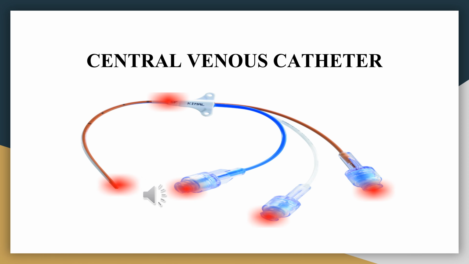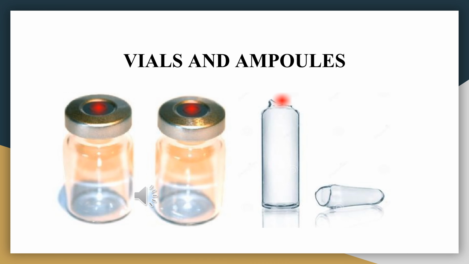In a central venous catheter, again the tip of the catheter, the exit part as well as the tip of the three lumens are the key parts. Again in vials and ampules, in a vial the middle part of the rubber stopper is the key part, and in the ampule the neck of the ampule is the key part. So I hope you guys now got an idea about the key parts.